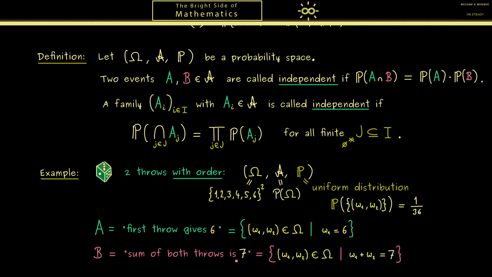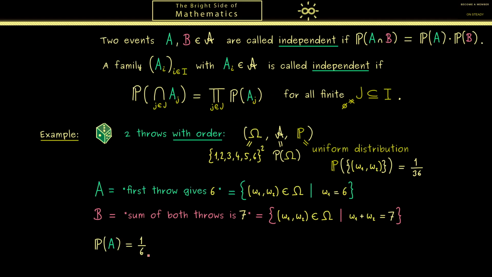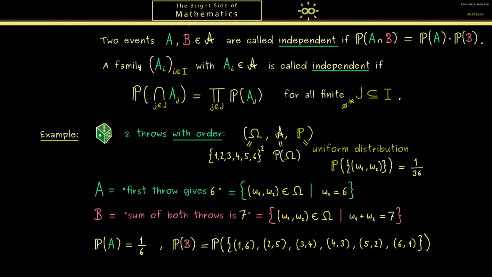Okay, since the sets are defined, we can calculate the probabilities. Of course, without much thinking, we immediately get the probability for A as 1 over 6. But you can also calculate it when you see we have 6 elements in this set, so we have 6 divided by 36. The same thing we can do for B, because we can list all the elements. So we could start with the element where the first throw is 1 and the second 6. Then in the same way, if the first throw is 2, the second has to be 5. And in this order we get all the possibilities. And we count 6, so we also have 6 divided by 36.